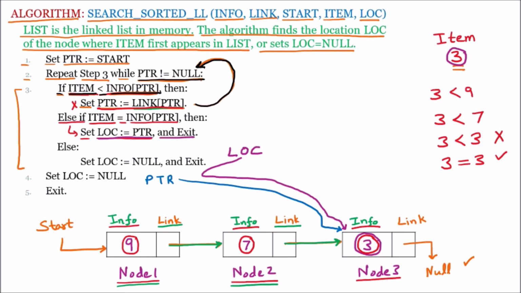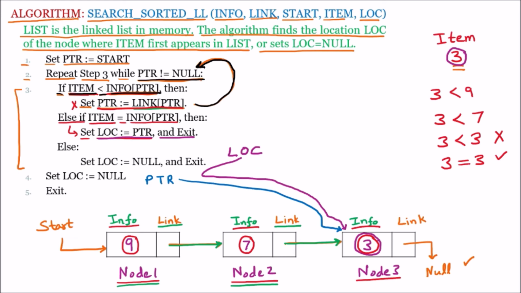There is no worry to go further, because exit means just close the algorithm, because we want to find out only one element, which was the first one. So here we found it. Location is now pointing to PTR, which is pointing to node 3.